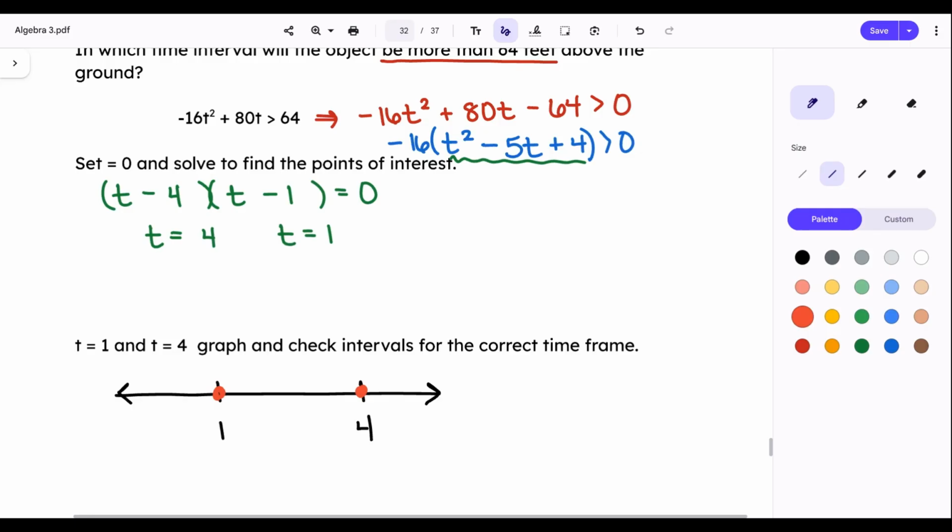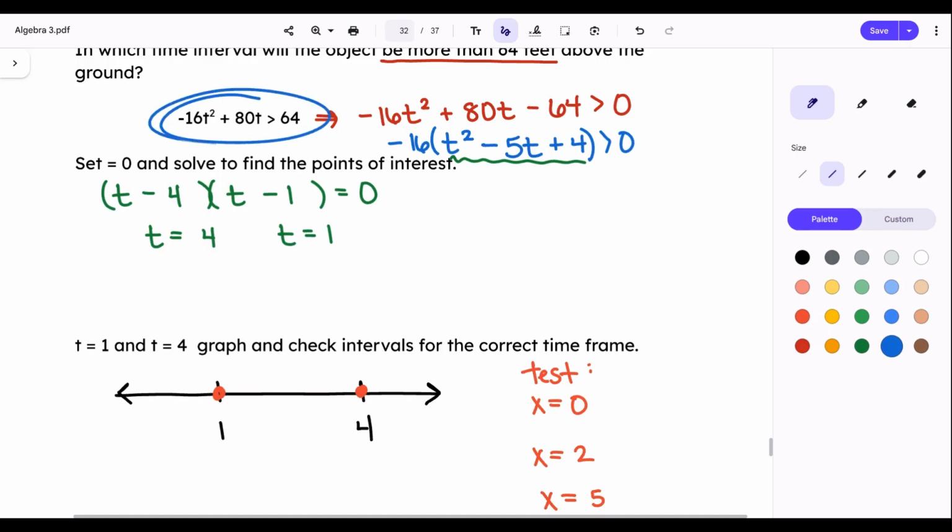So remember, I want it to be more than 64 feet above, so I've got to figure out in which area those are going to be okay. So I'm going to test a couple points. I'm going to do something less than 1, like 0. That's easy. I'm going to test something in the middle, like a 2, and something bigger than 4, like a 5. Okay, I'm going to test these numbers. If I put 0 in, again, I can come back up here to maybe the very original equation that I had. If I put 0 in there, I get 0 is greater than 64. Well, that's false. That's not true. So I don't want to include 0.